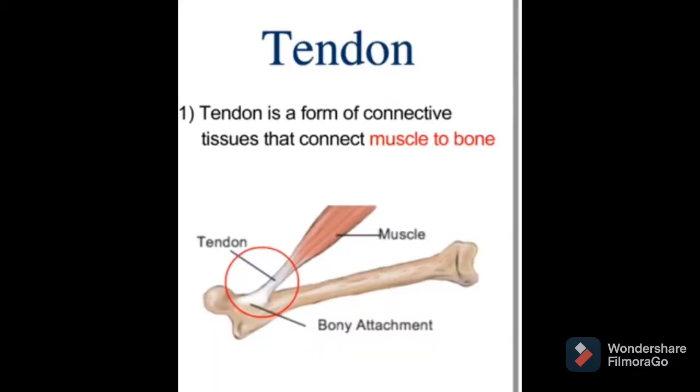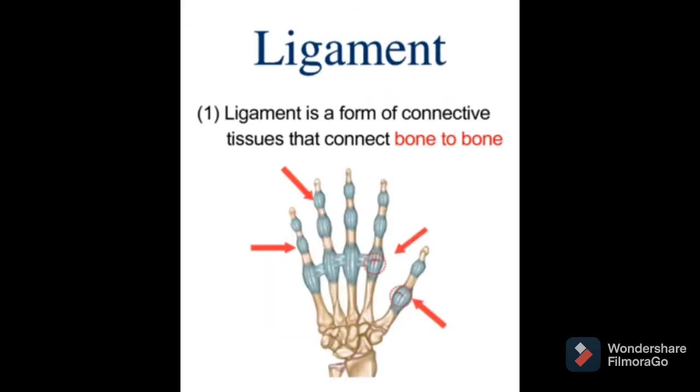Next we are having fibrous connective tissue, and we have tendon and ligament in it. So let's see the tendon first of all. Tendon connect muscle to the bone. So you can see in the picture this red circle points the tendon. Next we are having ligament. It binds or connect two bones together. In the picture the blue structure is the ligament.